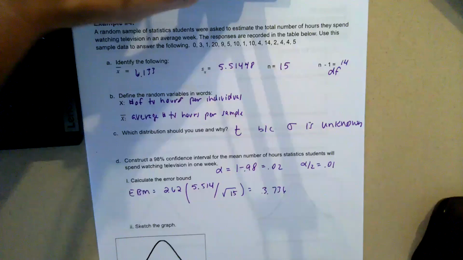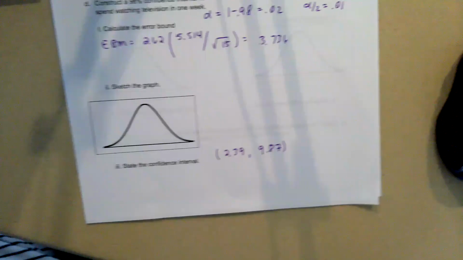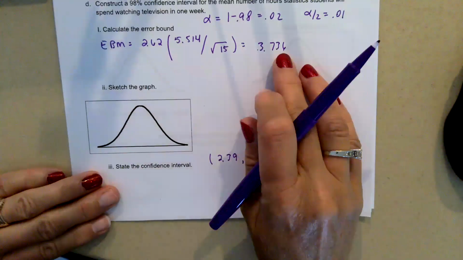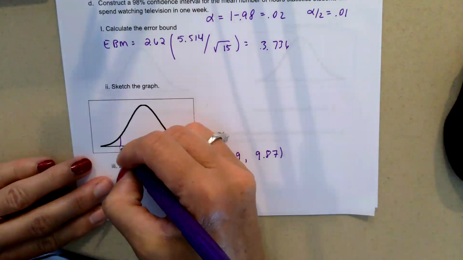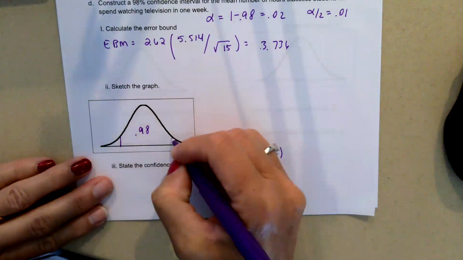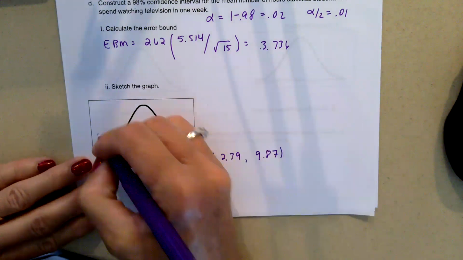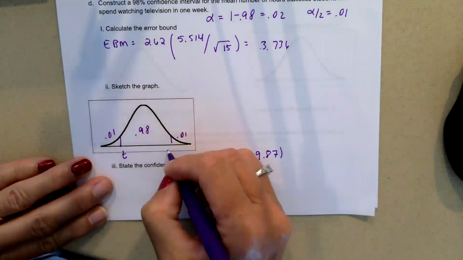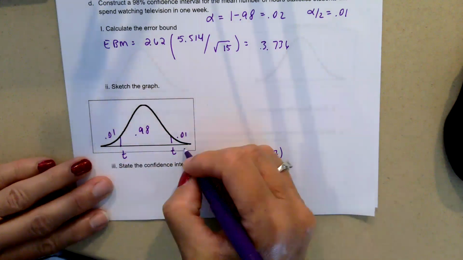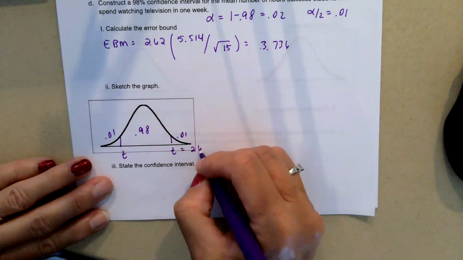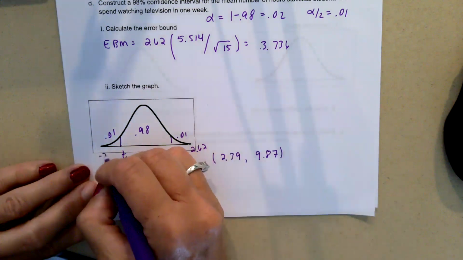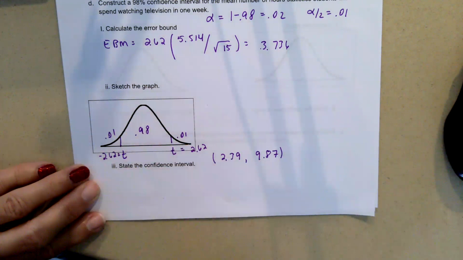Together for example 4 again. And here's our error bound. And then this is pretty big this time, 98. So we only have 0.01 over here and 0.01 over here. And this T is 2.62, and this is a negative 2.62.